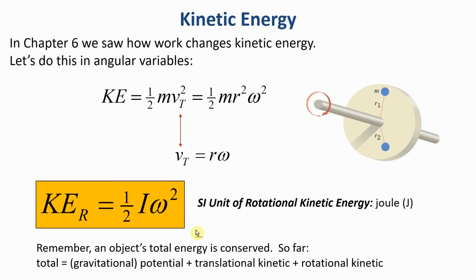Now this is going to be another term in our conservation of energy equation. So far what we've talked about is gravitational potential, mgh, translational kinetic, 1/2 mv squared, and now I have rotational kinetic, 1/2 I omega squared. So if I'm going to, say, calculate the speed of a block or a hoop or a disc after it rolls down a ramp, I've got to throw in this term, 1/2 I omega squared, if it's spinning.